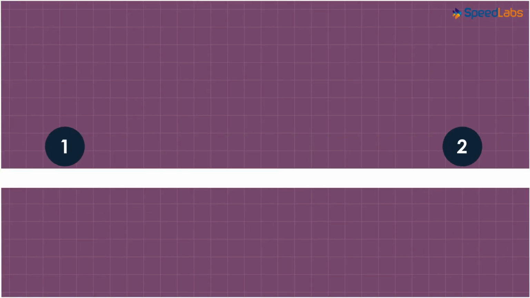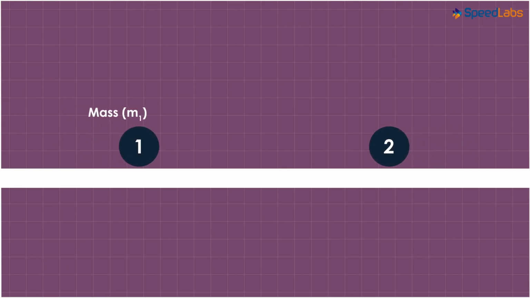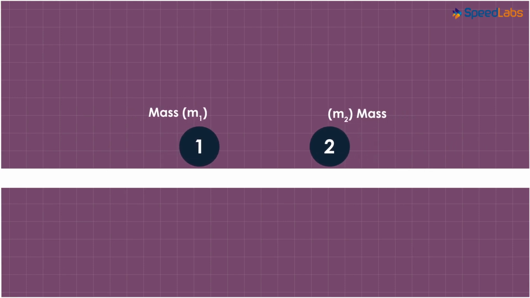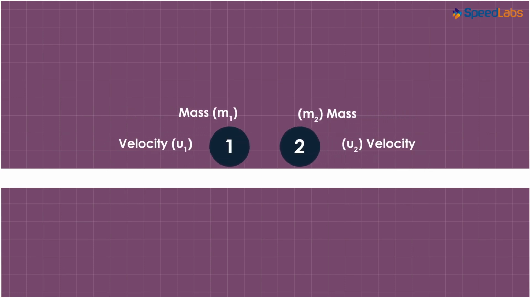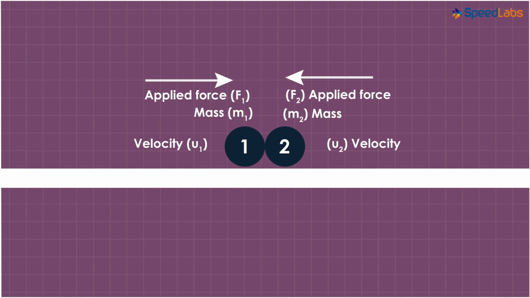Now consider these two objects moving towards each other. Assume that the first object has mass m1 and the second object has mass m2, and they're moving at velocities u1 and u2. Now when they collide, both objects apply an equal and opposite force on each other. Say F1 and F2. F1 is the force applied by object 1 on object 2, and F2 is the force applied by object 2 on object 1.